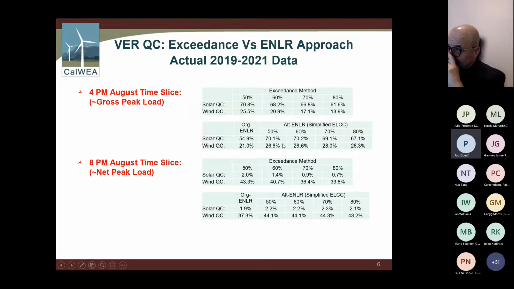Well, again, this is average of the total sample. People could, rather than using average or mean, could pick median, for all the hours where load is above 50% or 60%, 70%, 80%. And wind qualifying capacity is around 26%. We have one number at 28%. This is the hours where load was higher than 70%.